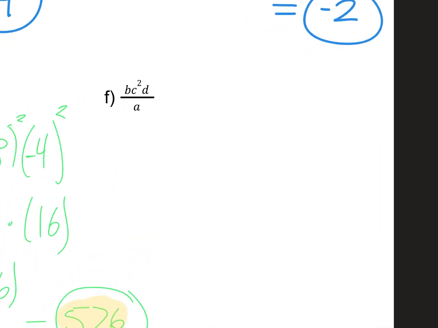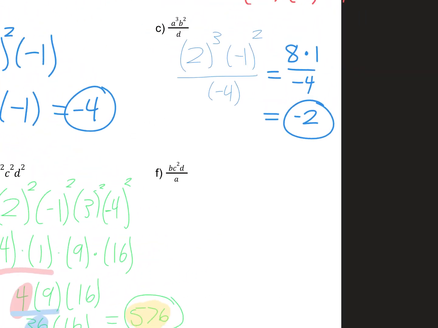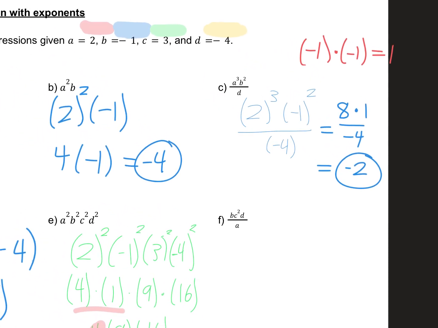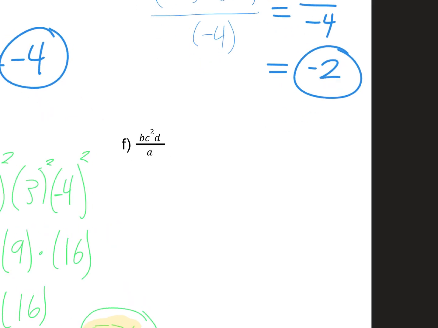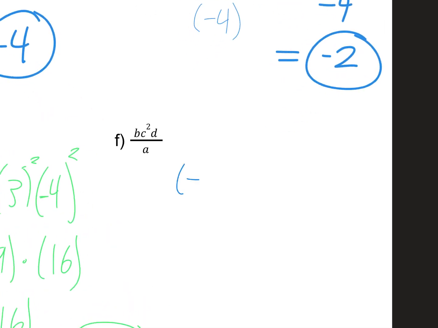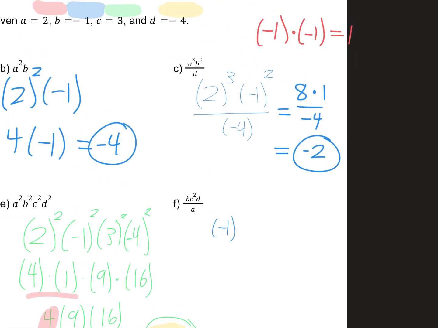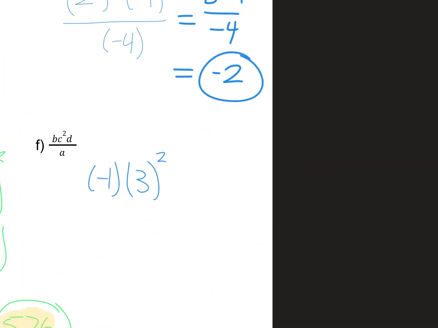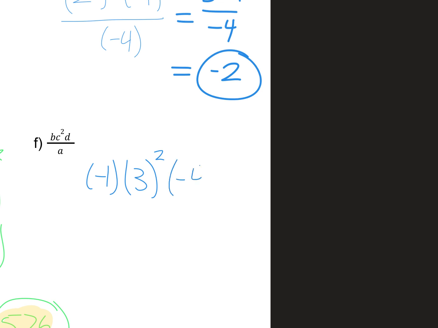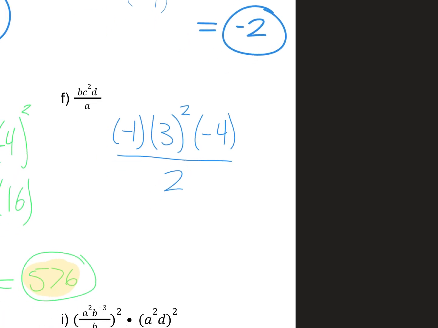All right, so just like the last problem, but more work for us to do. Okay, problem F. We have a fraction bar and some fun stuff, so I got to double check what the values are. So let's see, B was -1, so we have -1 times C is 3. So we have 3 squared, because it is C squared. And then D is -4. All of this is divided by A, which I believe is 2.